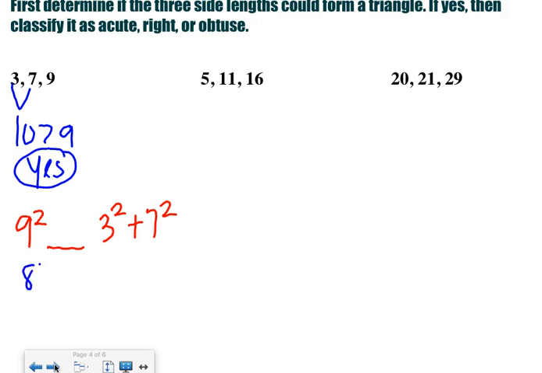81. Leave it blank. What's 3 squared? 9. 7 squared? 49. What's 9 plus 49? Now I can compare. How does 81 compare to 58?